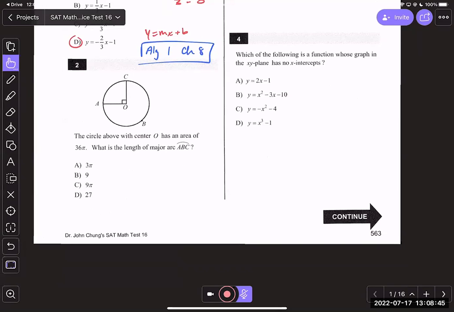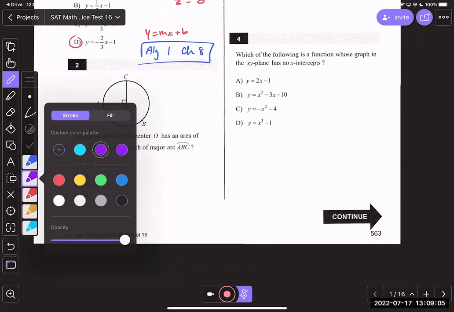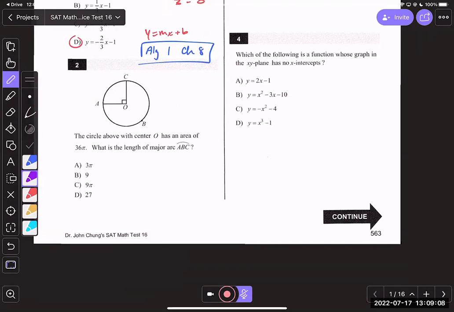The circle above with center O has an area of 36 pi. What is the length of major arc ABC? So when we say a major arc ABC, what does that mean? Well, the point here is ABC is the long way around, right? It's the way all the way around this way, right? So that's what we're looking for here.